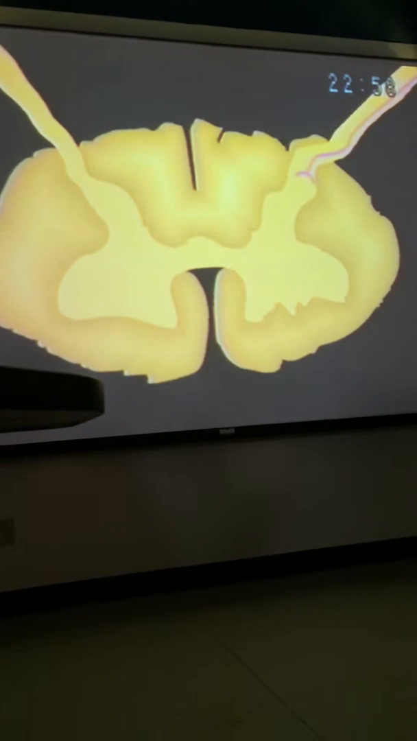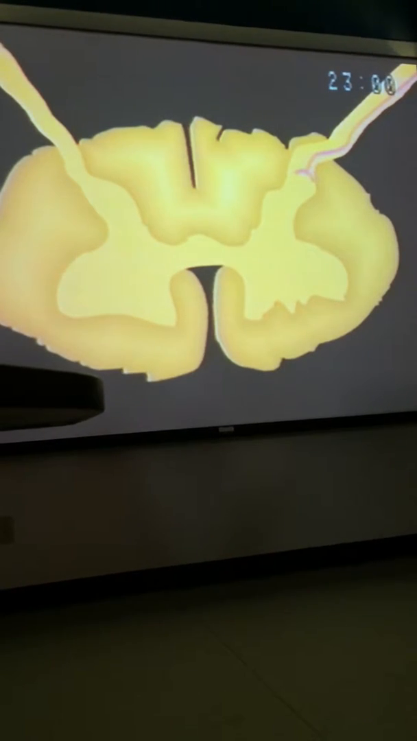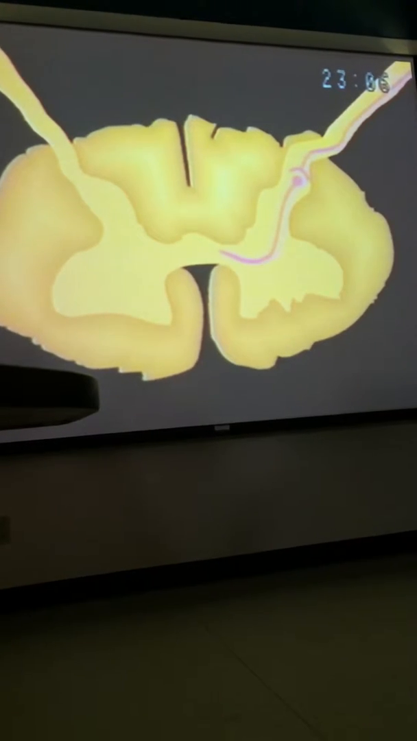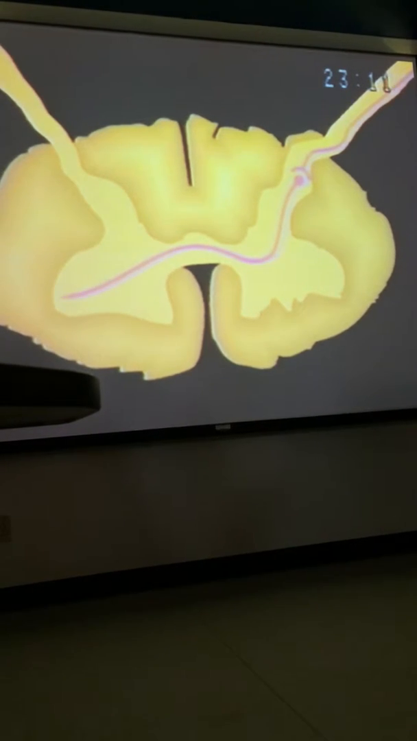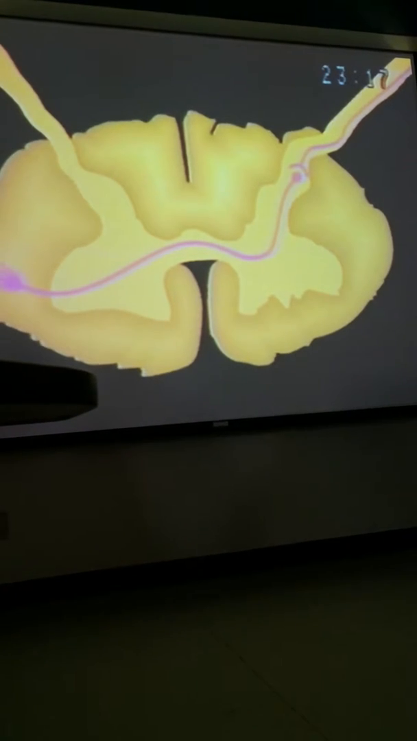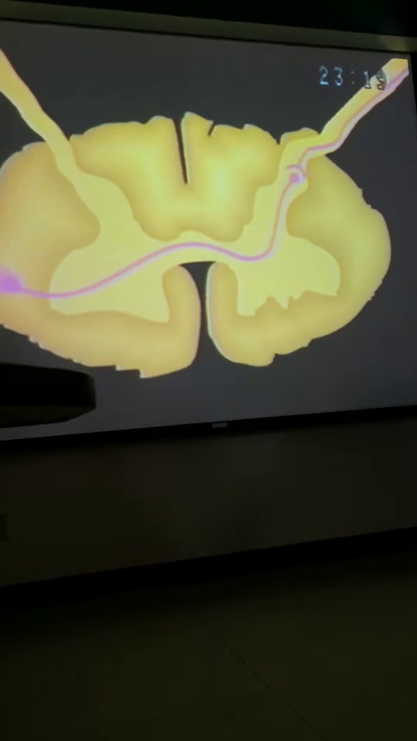Fibers carrying information about tissue damage and temperature, here in purple, terminate on cells located in the outer part of the dorsal horn of the gray matter. The axons of these cells cross the midline and ascend in the spinal cord within the white matter. This is the lateral spinothalamic tract. There are thousands of axons in a tract.